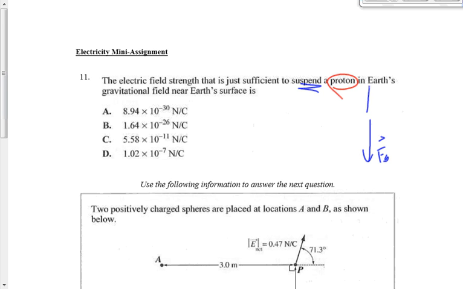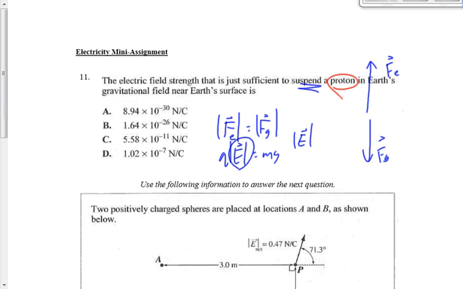Yeah, the electric force is going to be the same value. That means that Fe equals Fg. That means that Q times E equals M times G, and we're solving for E. So it becomes E is equal to mg over q. Make sure you use the mass of the proton and the charge of the proton, and when you do, you get D, 1.02 times 10 to the minus 7.